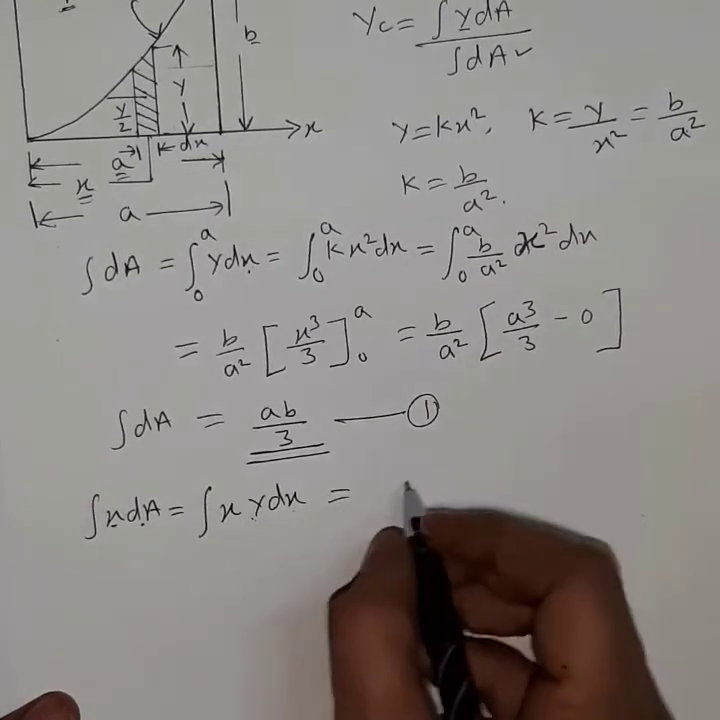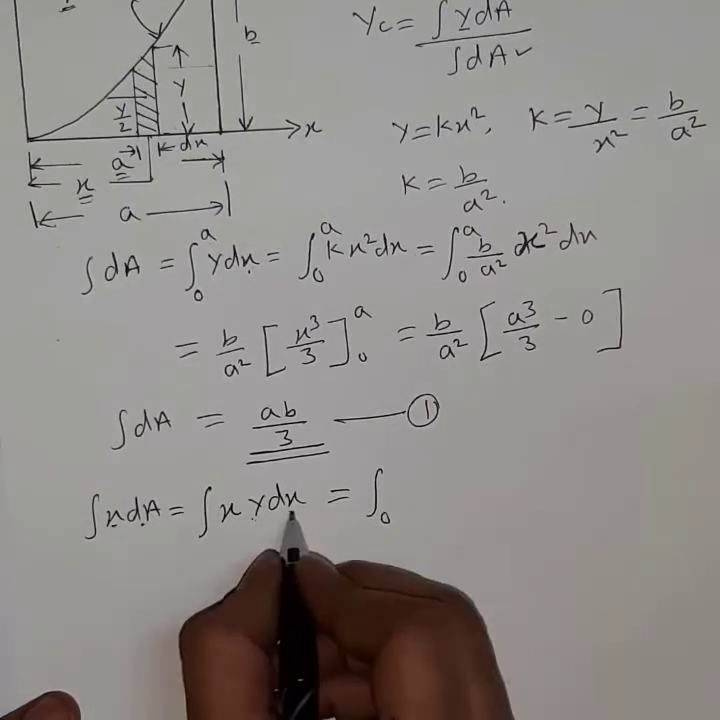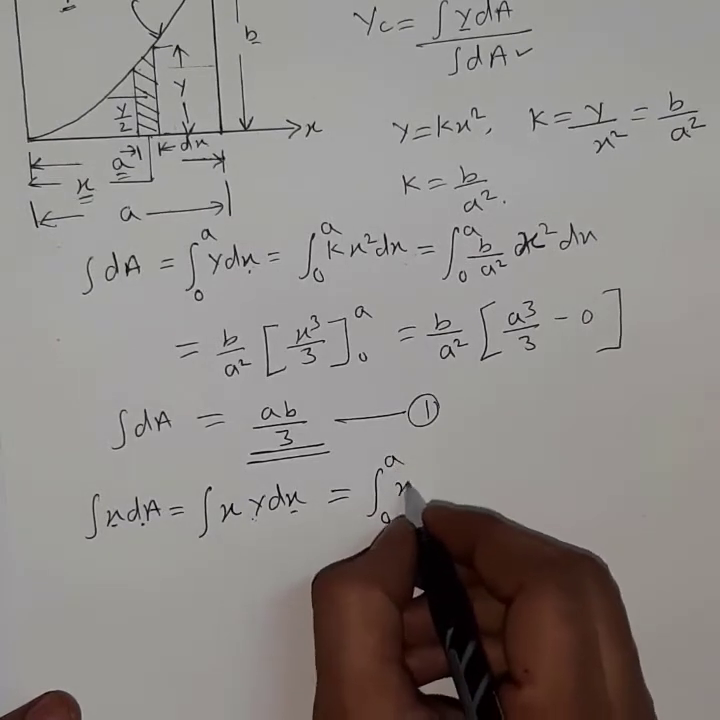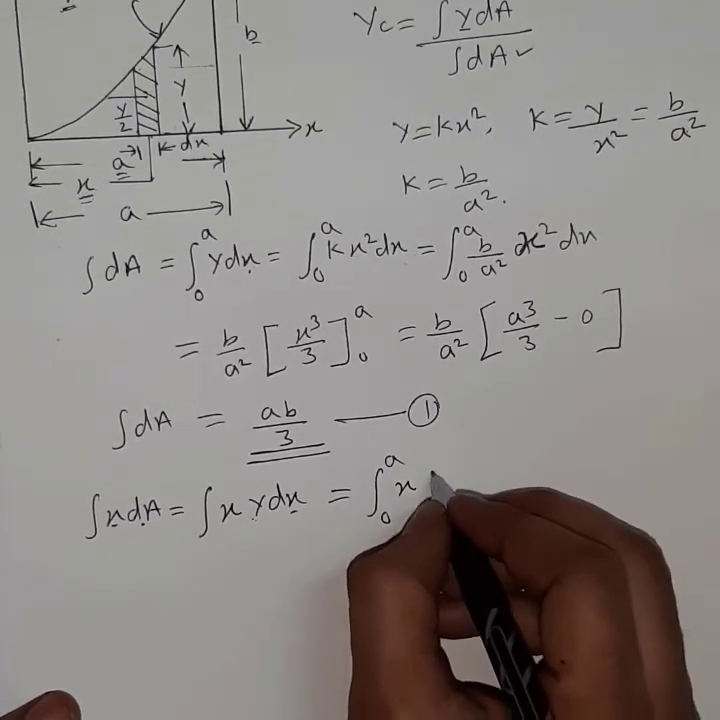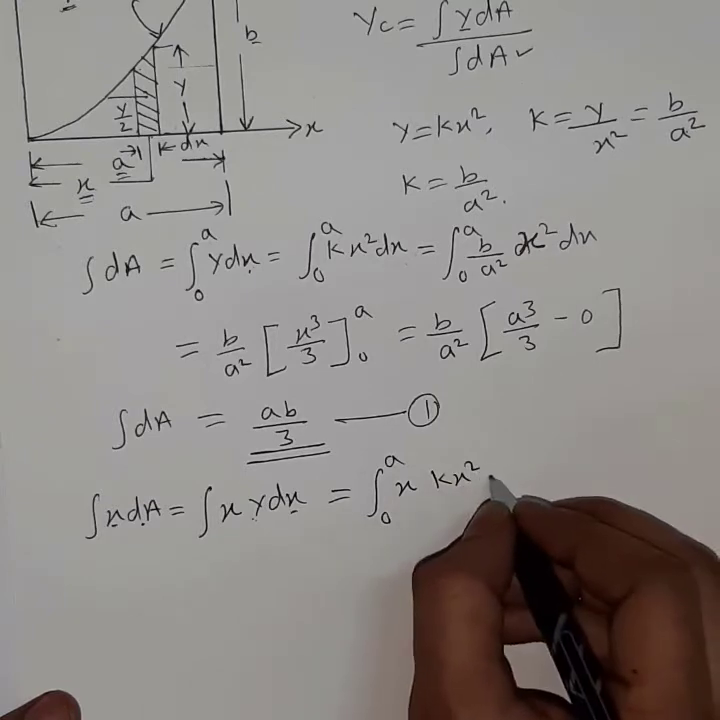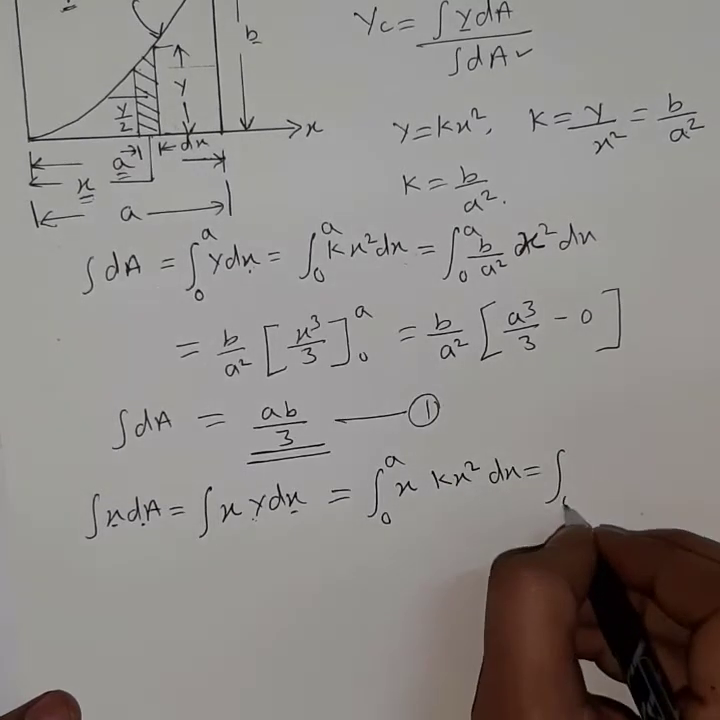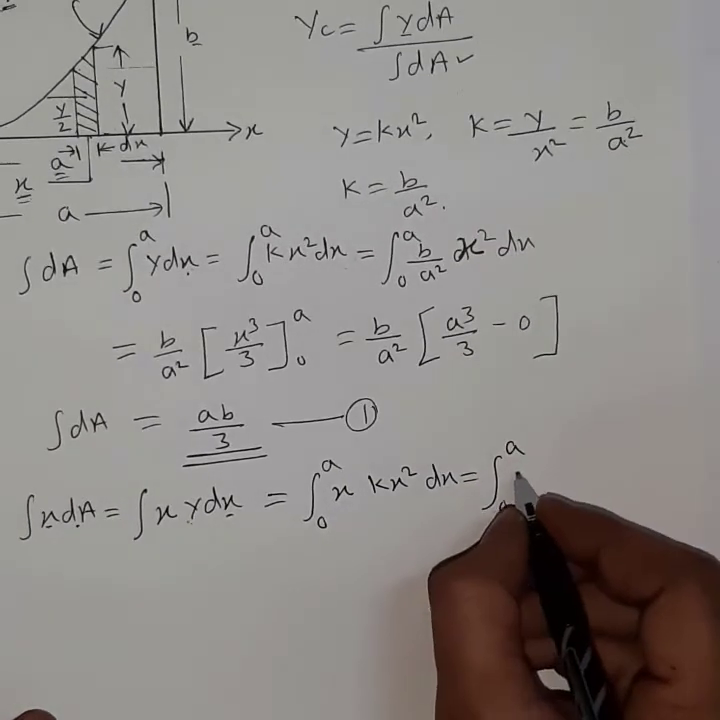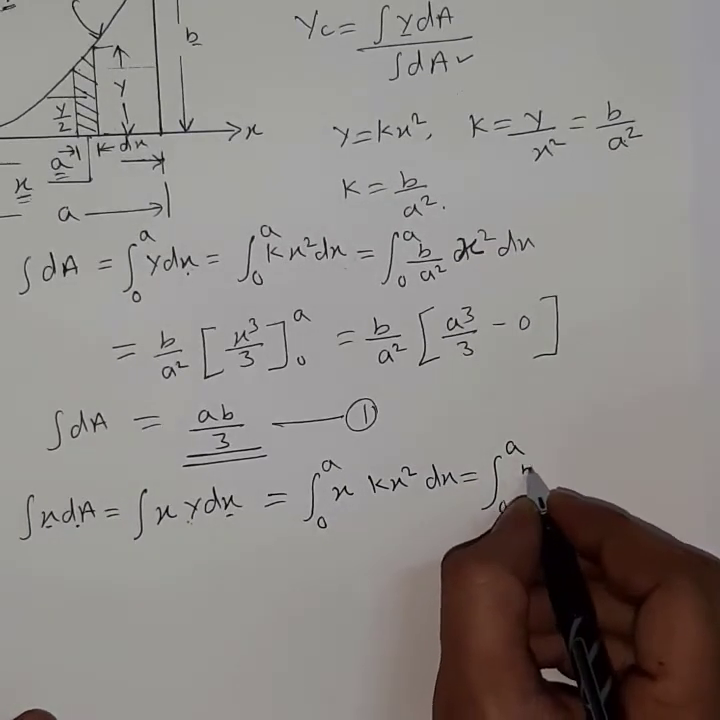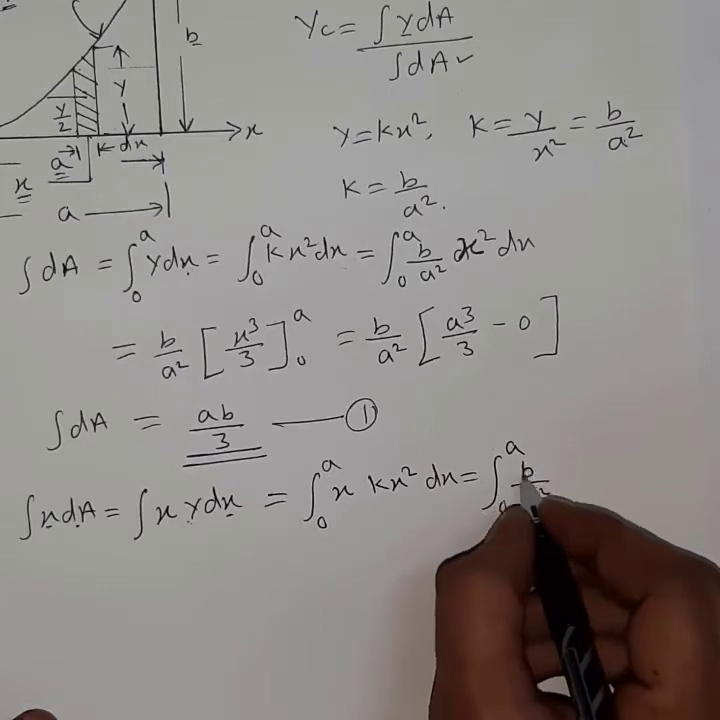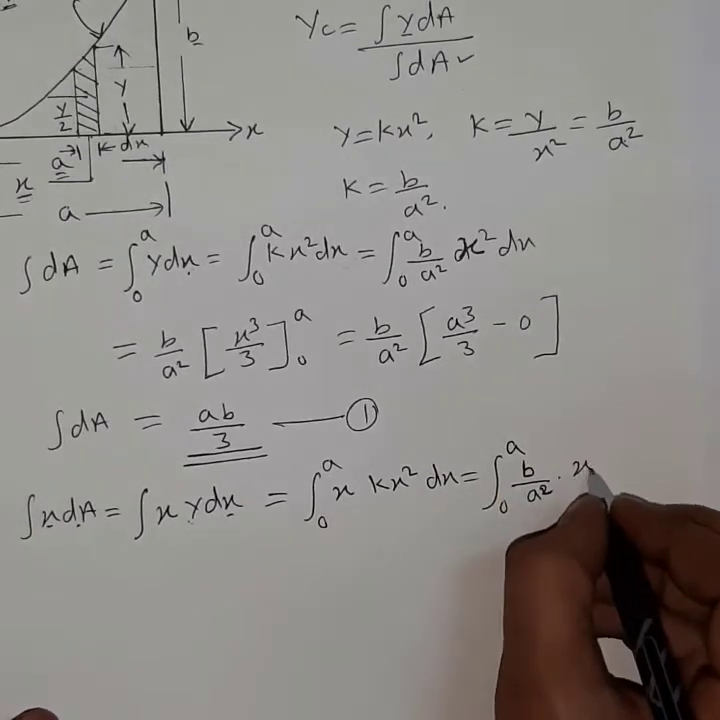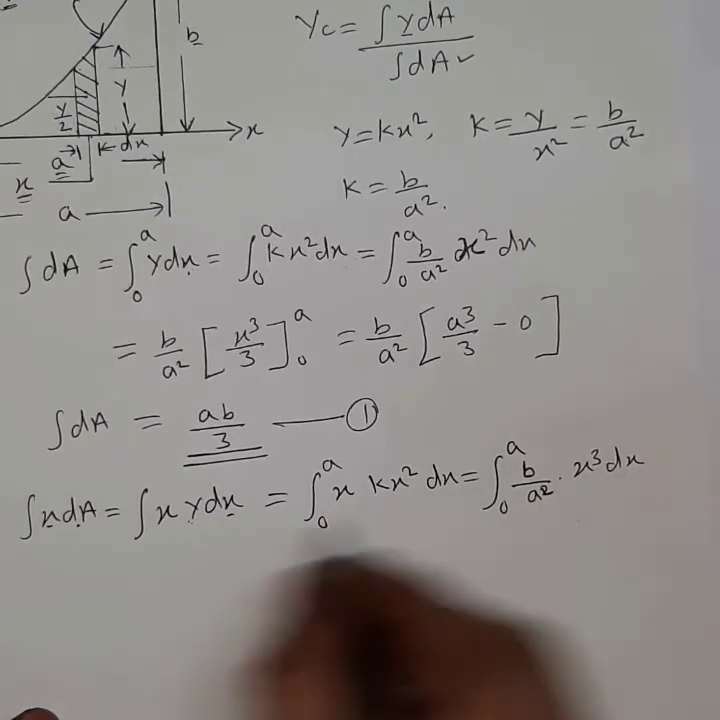Putting that in, it will be equal to the integration, again with respect to x, so the limit will be 0 to a, of x times k x square dx. That will be b divided by a square, which is the value of k, times x into x square, so that is x cube dx.